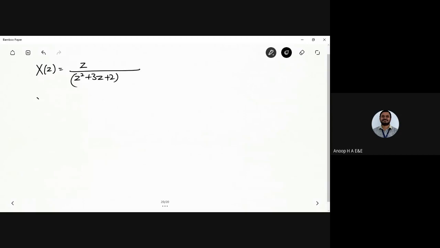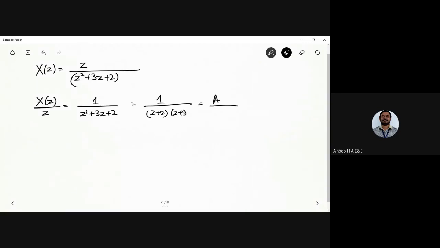So x of z divided by z would be equal to 1 divided by z squared plus 3z plus 2. I can write this as 1 divided by z plus 2 into z plus 1, or I can write it as z plus 1 into z plus 2.